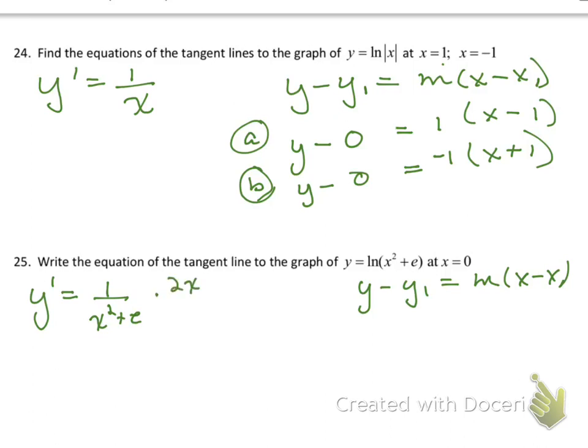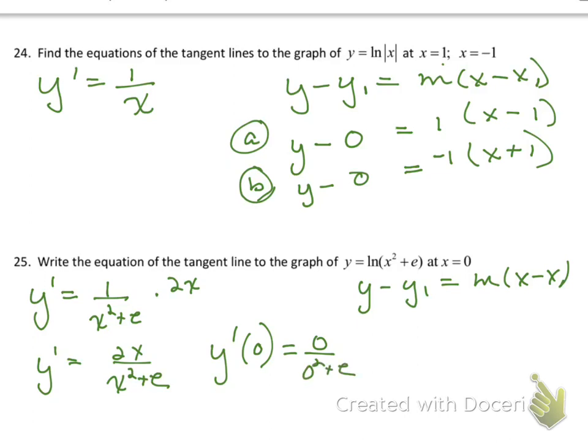Remember, e is just a number, and the derivative of a number is 0, because the number is just a constant. Okay, so don't lose track of that information. Okay, so that's what I have for my derivative. So now I'm ready to plug in. So if I plug in, I'm going to evaluate y prime where x is 0, and that's going to give me 0 over 0 squared plus e. So that means that slope is just 0.